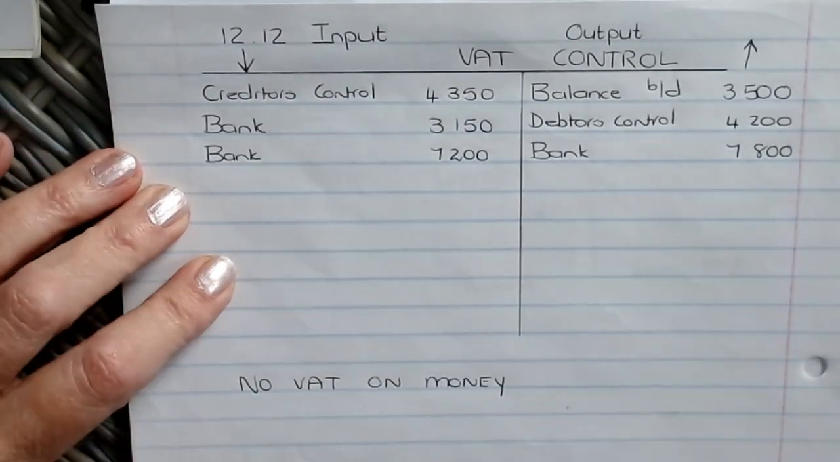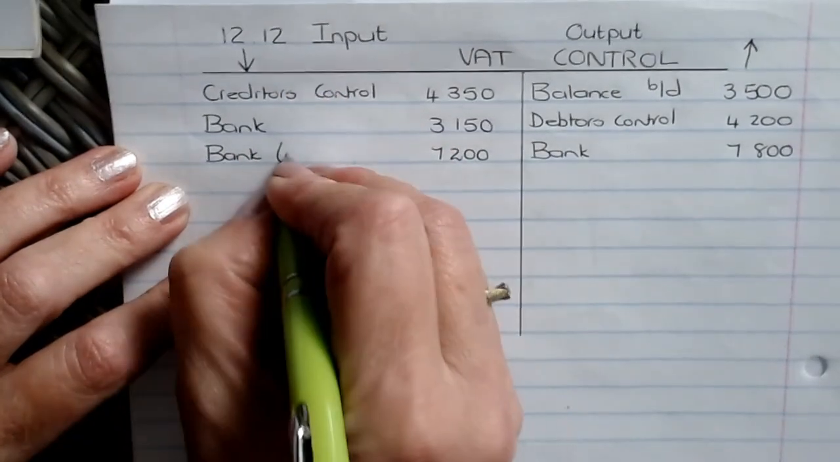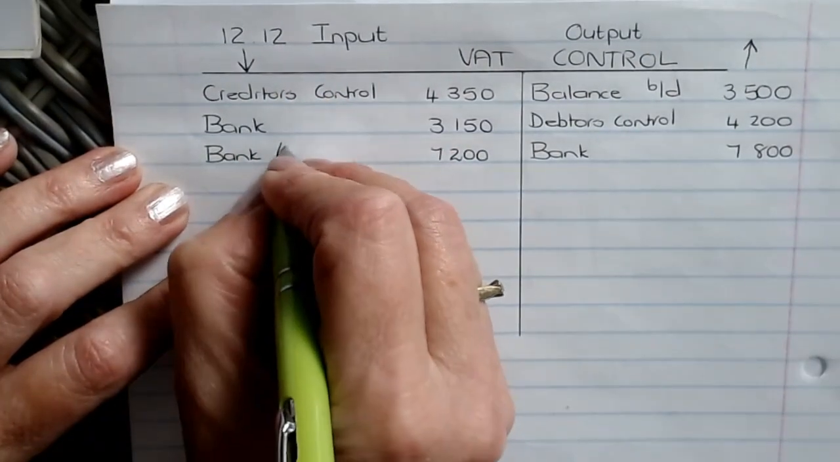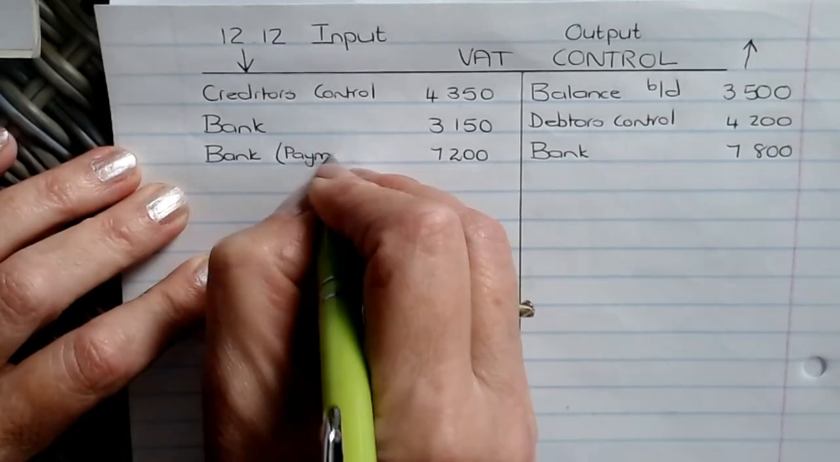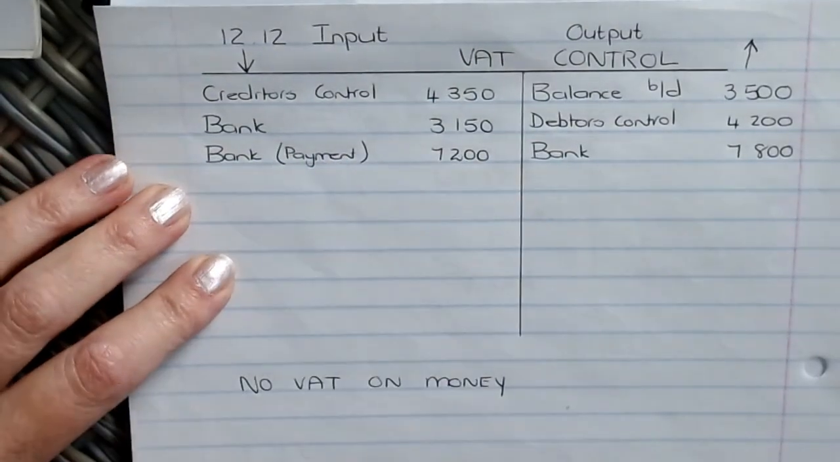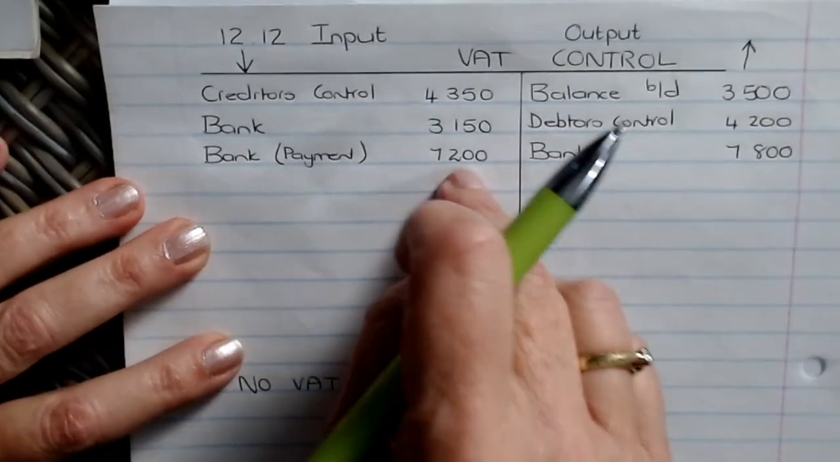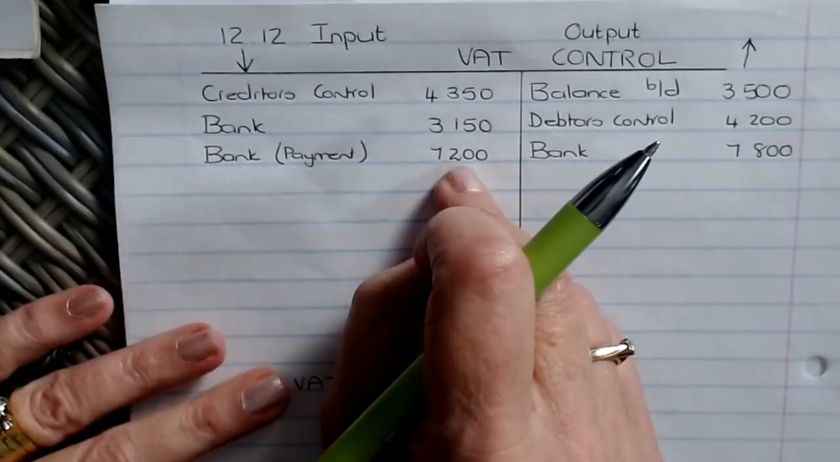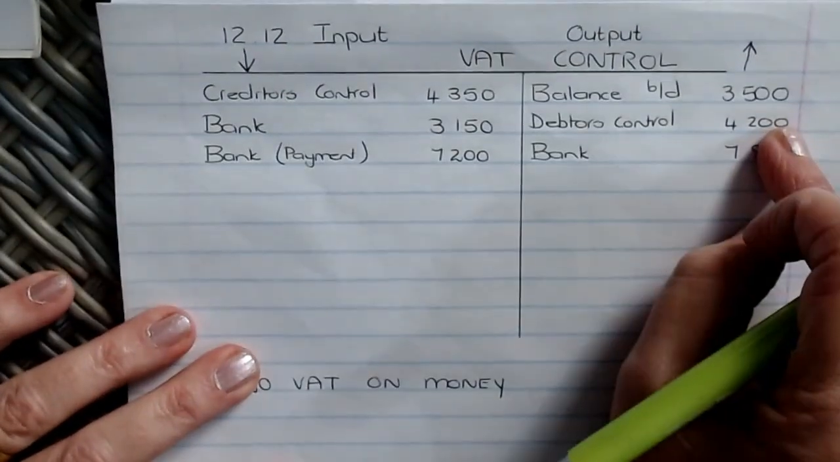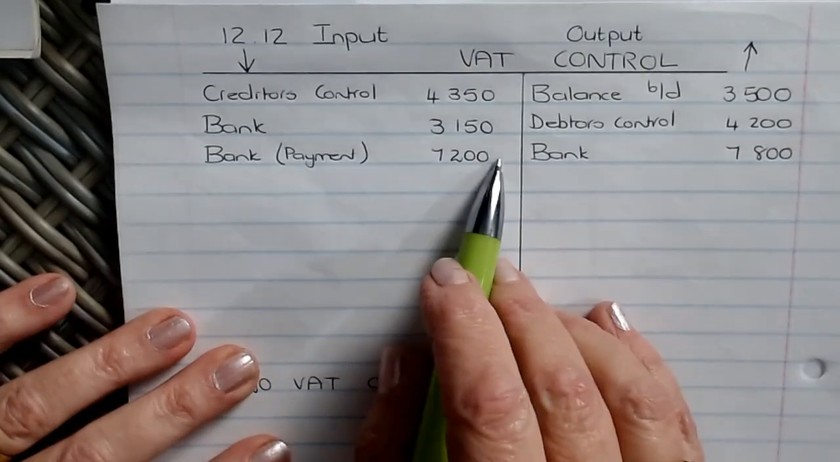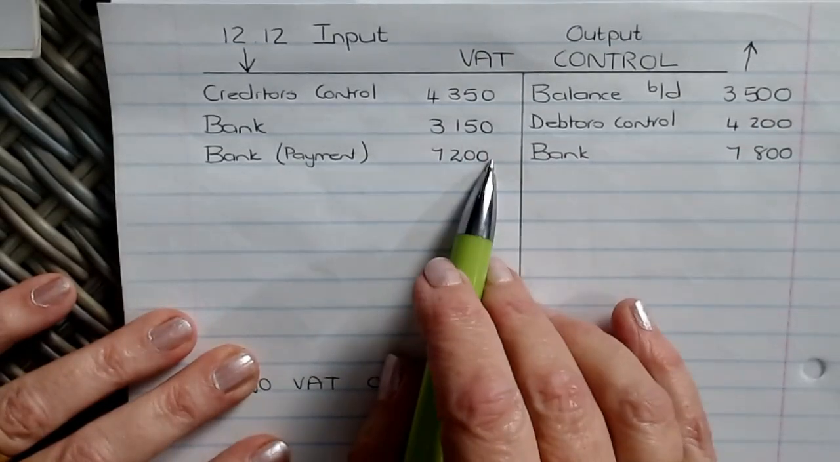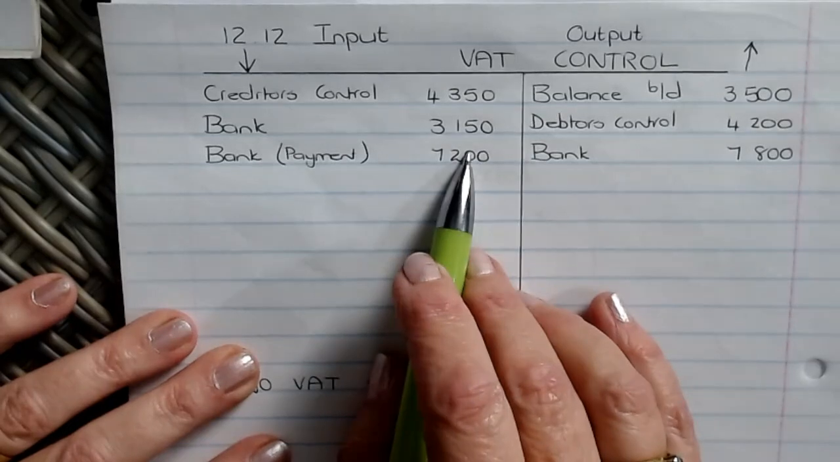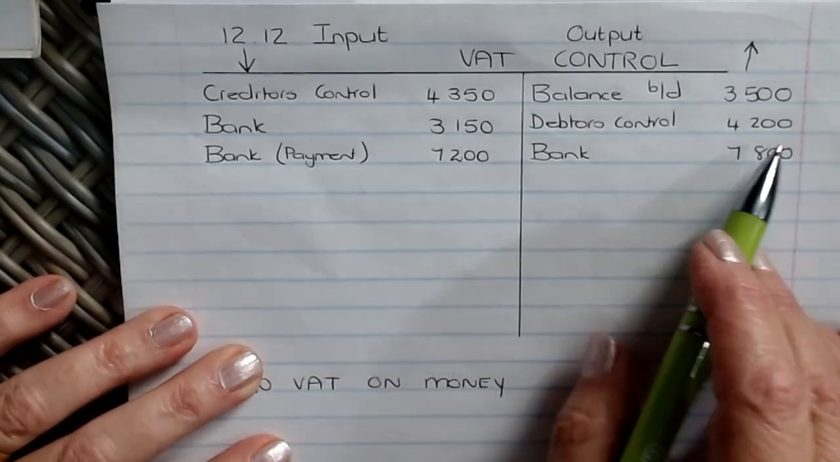And if you want to, you can say for yourself, payment, to just explain to yourself what you've done there. It is the business paying off 7,200 against what they owe. So there's no specific VAT amount on this. This whole amount is actually the VAT that they're paying off.